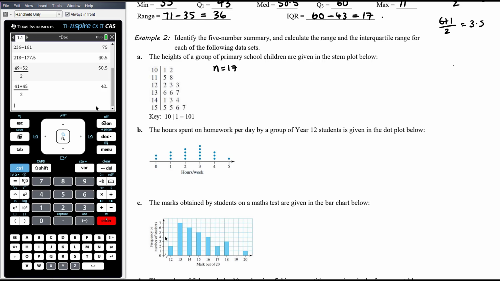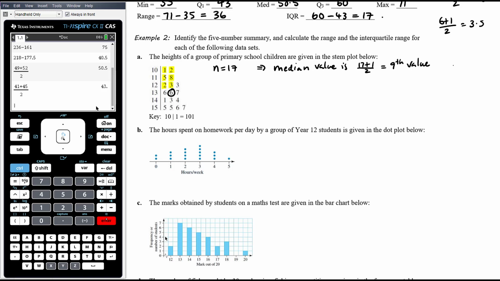So n equals 17, which means that the median value is the 17 plus 1 divided by 2, so that's 18 divided by 2, which is the 9th value. Okay, so 1, 2, 3, 4, 5, 6, 7, 8, 9. That's the median there, 136.